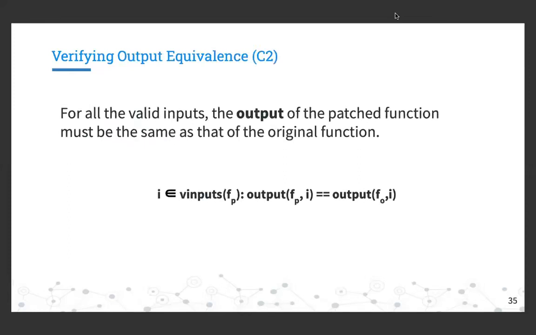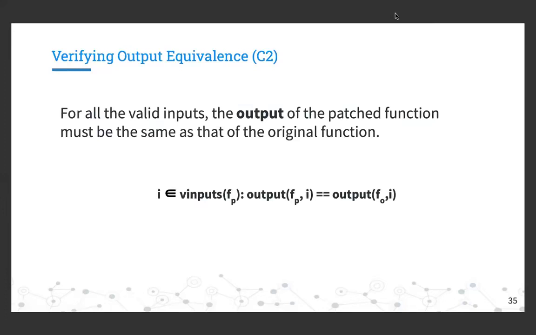Now, to verify output equivalence C2, we can define C2 at function level as follows. For all valid inputs, the output of the patched function must be the same as that of the original function. So for any input I, the output of the function fp when run with input I should be the same as the output of the original function when run with the same input I.